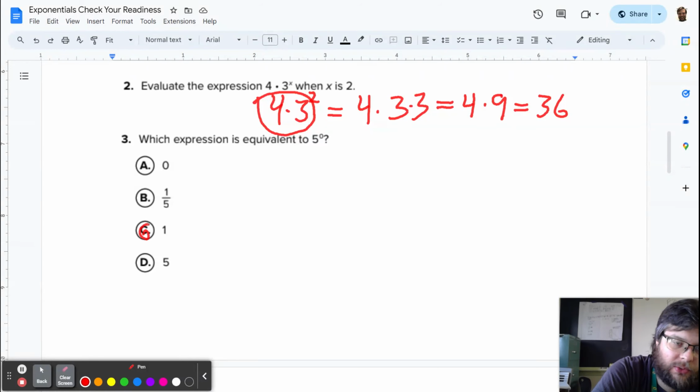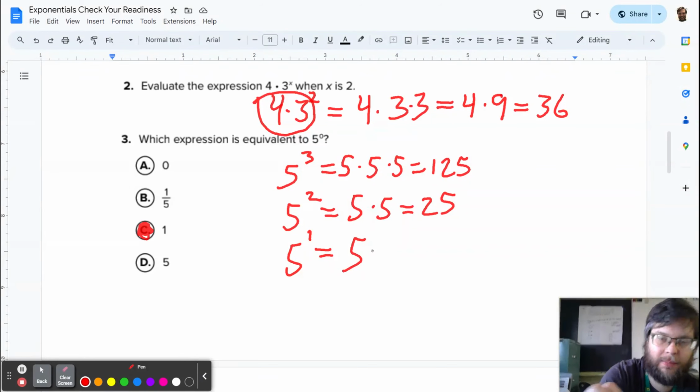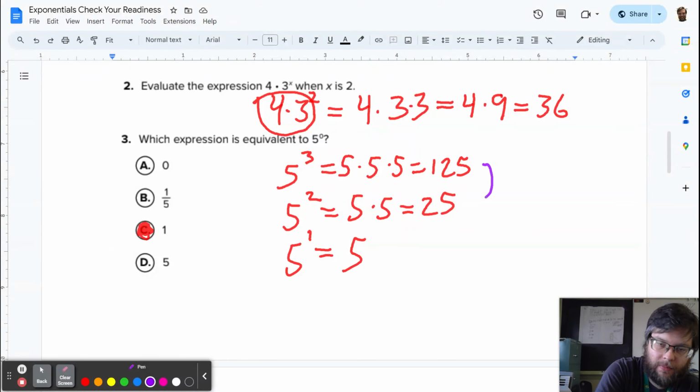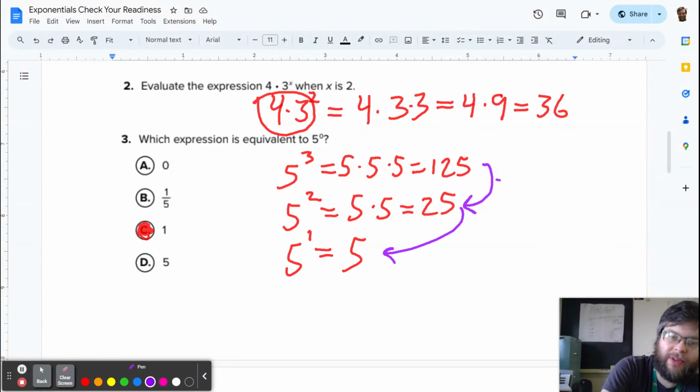On number 3, the answer is 1, which is sometimes surprising for people. So I want you to think about this pattern here. If I did 5 to the third power, I'd do 5 times 5 times 5, and that turns out to be 125. If I did 5 to the second power, that's 5 times 5, and that turns out to be 25. And if I did 5 to the first power, that's just a single copy of 5. What I want you to think about is, how do I go from this to this and from this to this? How do I go from 125 to 25? And how do I go from 25 down to 5? And the answer is you're dividing by 5.